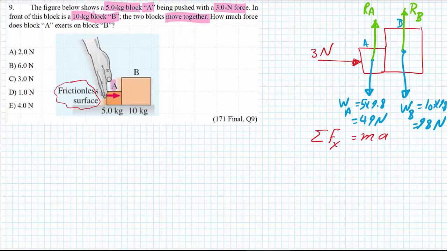Why are they balanced? Because there is no motion in the y direction. The motion here is only in the x direction. But in the y direction, there is no motion. So the forces are balanced.